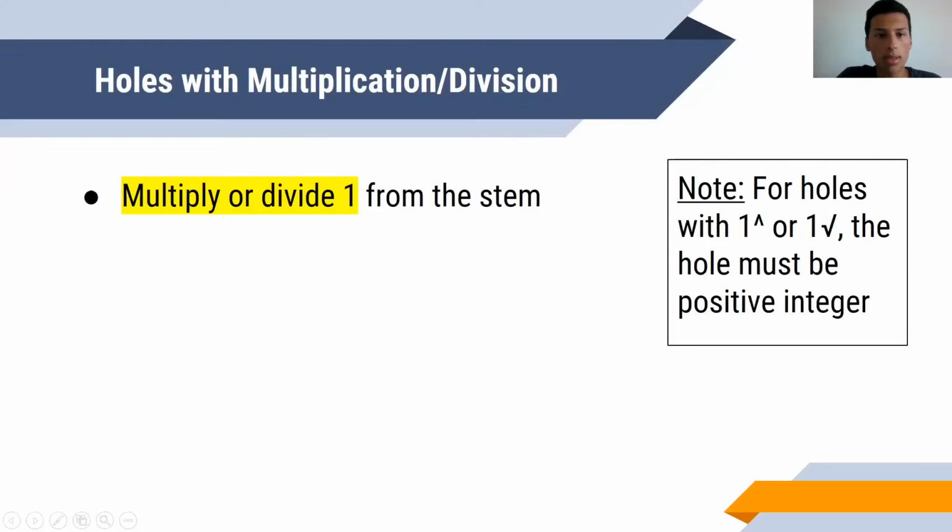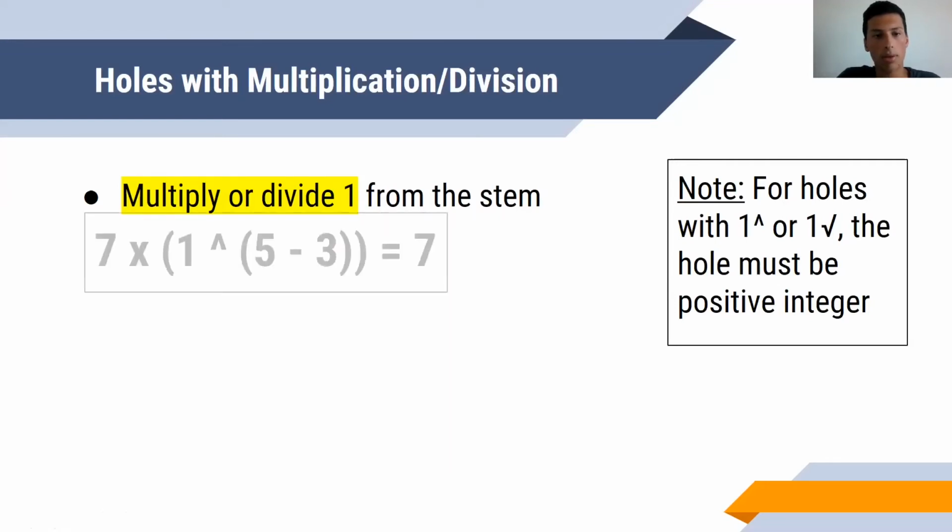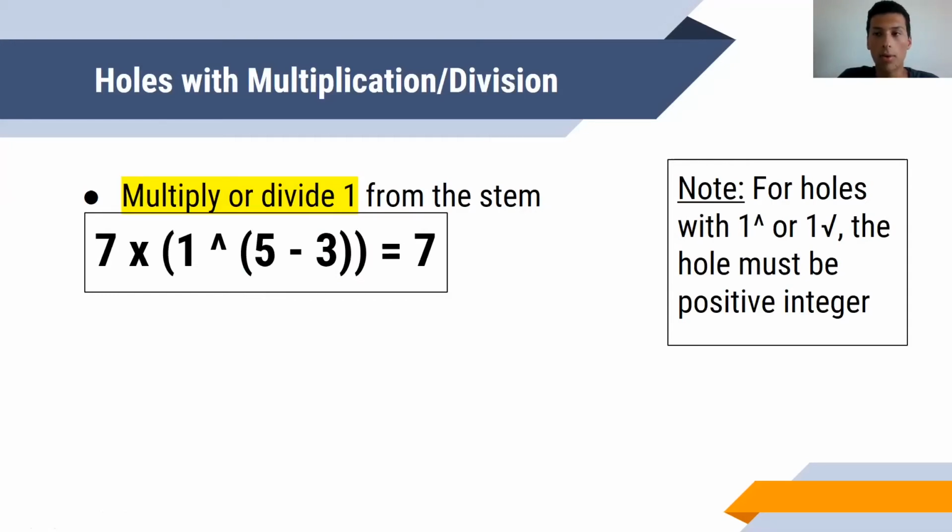So when you have holes with multiplication or division, your goal is to multiply or divide by 1 from the stem. Remember, multiplying or dividing anything by 1 keeps that thing the same. So we want to keep the stem the same by multiplying or dividing by 1. So in this example, 7 times, in parentheses, 1 to the power of, in parentheses, 5 minus 3. 1 to the power of anything is 1. That is a property of powers and roots. 1 to any power or any root will keep that answer at 1 no matter what's in that root.